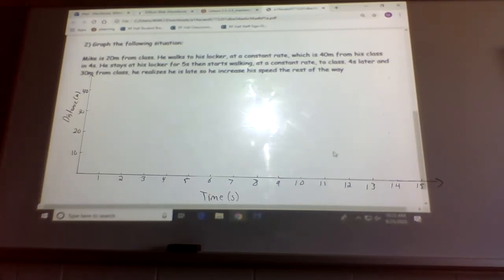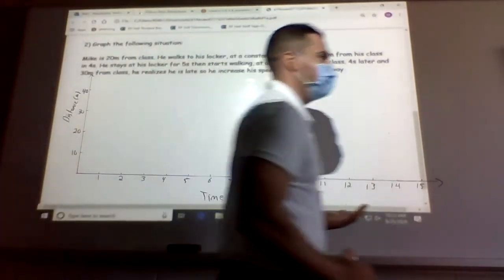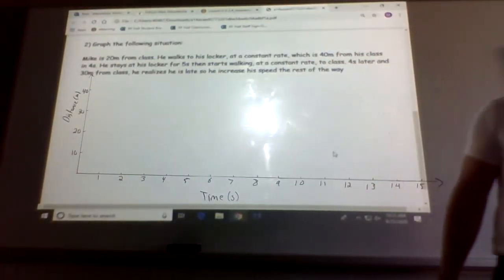Okay, so Mike is 20 meters from class. Okay? So what does that help us on the graph? That gives us our starting point.